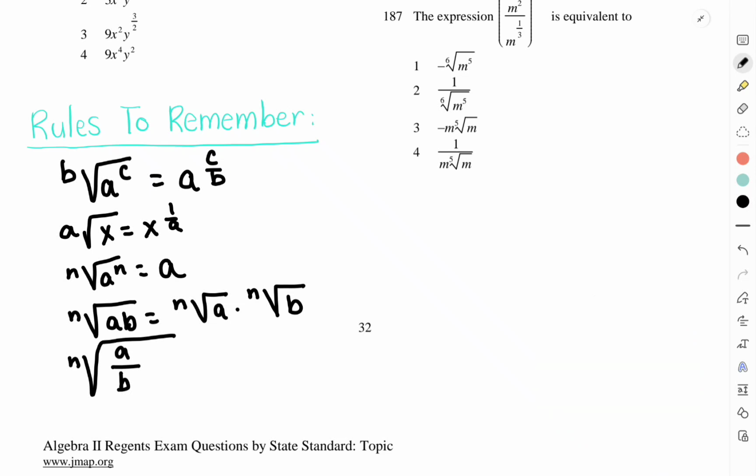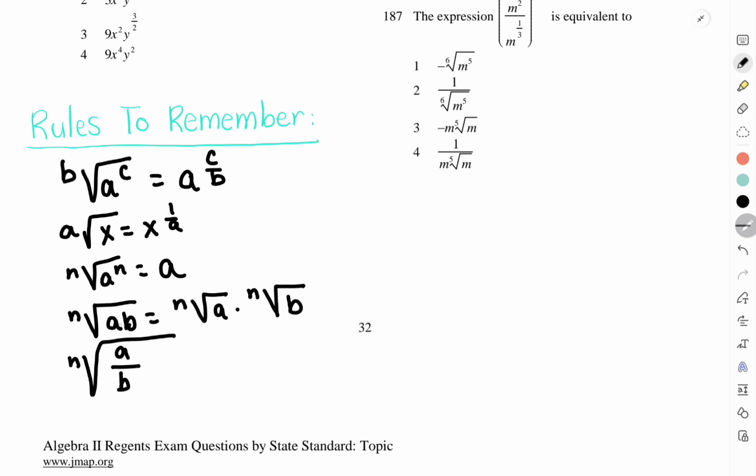So rules to remember just before: if we have a number to an exponent with a root, the exponent is going to become your numerator and your root is going to become your denominator. Same thing with the next example on the bottom: x to the first with the a-th root, and then you're going to have x to the 1 over a. If the exponent and the root are the same, it's just going to be the number by itself because they're going to cancel out. They're going to get to an exponent of 1.